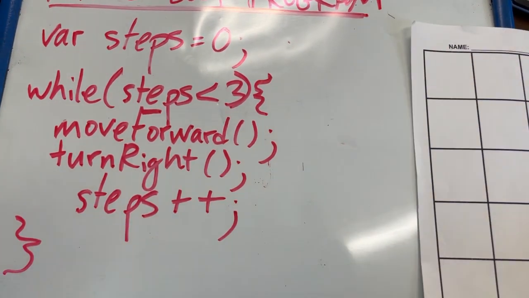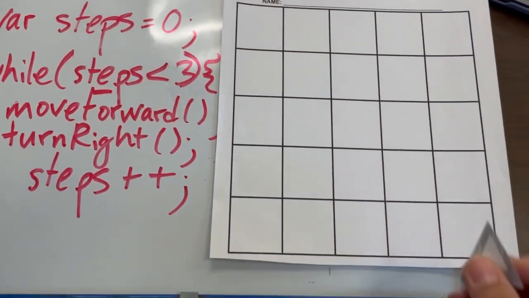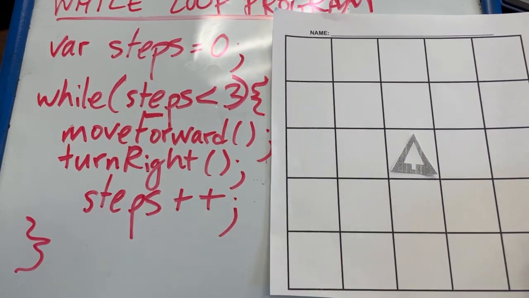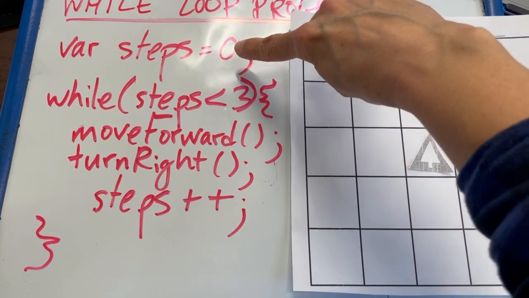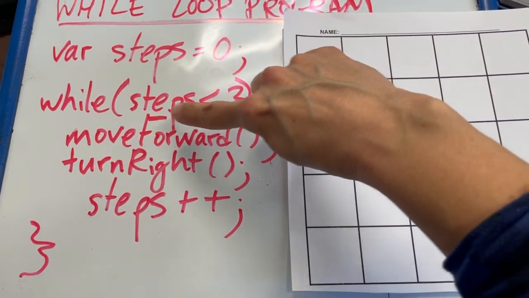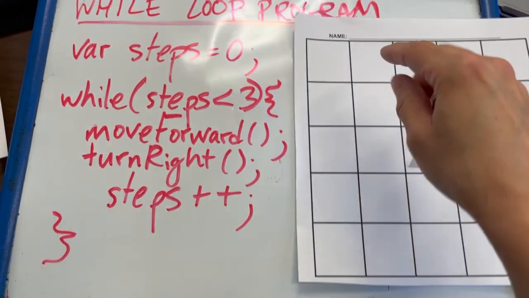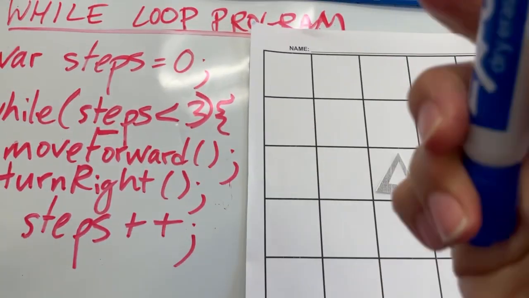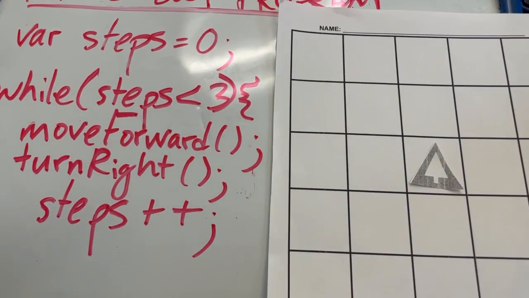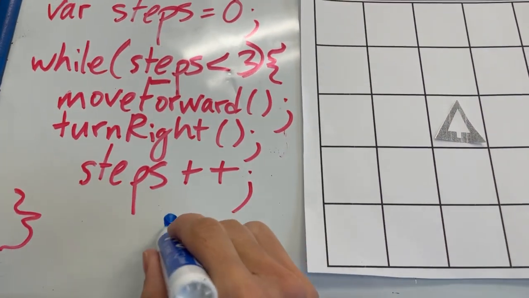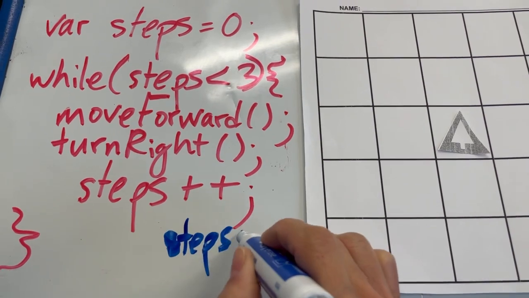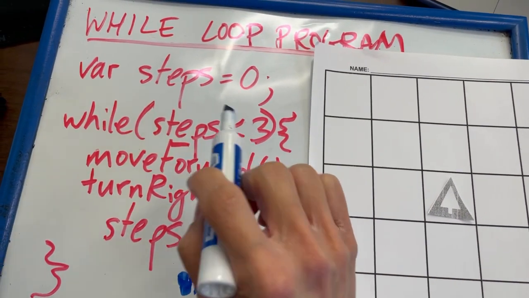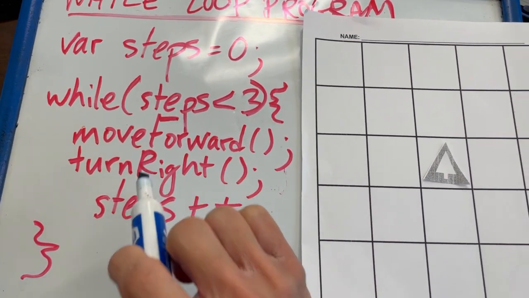I'll show you what this looks like on our grid. Again, we're going to start right in that middle box facing up with our robot. Now, we don't have to do anything here. That's just defining the variable. And we have our while steps are less than 3. At this point, we're just going to document what the value of steps equals across each of the rounds. So right now, steps, I'm just going to write it down here, is equal to 0. Okay, and we're just going to keep track. So is 0 less than 3? Yes, that's true. So we're going to move forward and turn right.